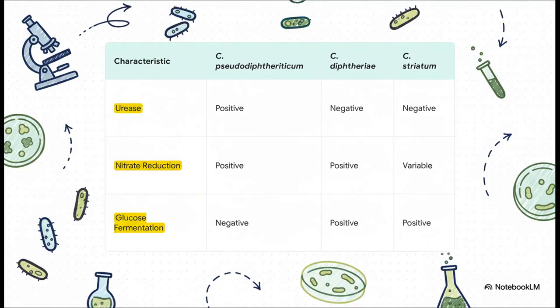So, how do we nail down the ID biochemically? This table makes it super clear. The two huge standouts for Corynebacterium pseudodiphtheriticum are its rapid positive urease test and the fact that it does not ferment glucose. Honestly, those two tests alone are often enough to separate it from the big players like Corynebacterium diphtheriae and Corynebacterium striatum, which are both glucose fermenters.